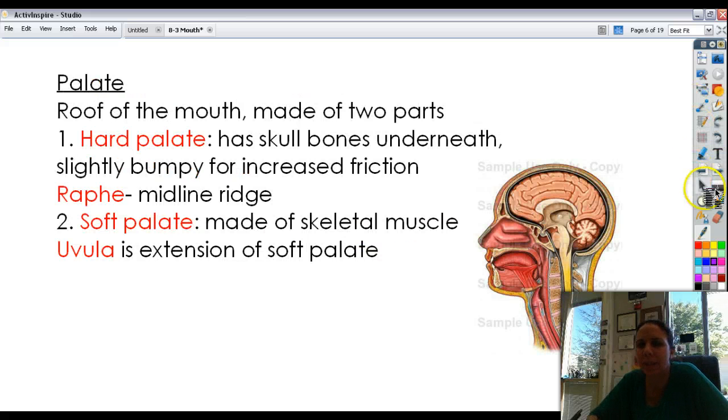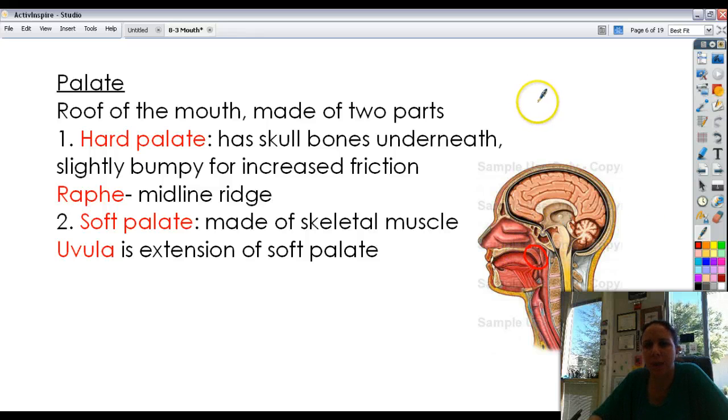Your palate. You have a palate, which is the roof of your mouth, which we can see right in here. And there's two parts to your palate, the hard palate and the soft palate. The hard palate has bone behind it, as you can see right here. And the soft palate has skeletal muscle, which is right here. And so the two parts of the palate make up the roof of your mouth.